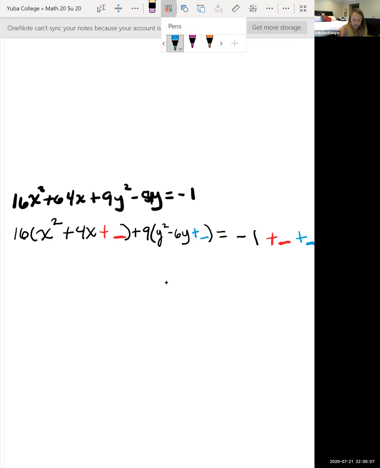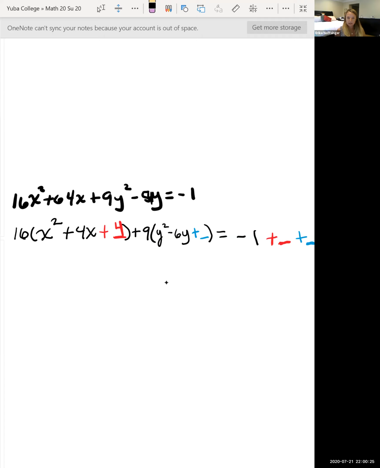And so looking at inside the parentheses for the x terms, we're looking for the number, same number that we would add to give us 4. So 4 divided by 2 is 2. 2 plus 2 is 4. And so that same number multiplied would give us our c value. So 2 squared is 4.